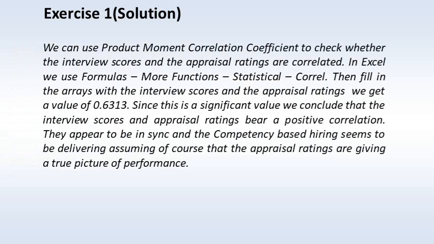We can use the product moment correlation coefficient to check whether the interview scores and the appraisal ratings are correlated. In Excel, we can do this very easily. There's a CORREL function which needs to be used. Once we get into formulas and more functions, and statistical formulas, and finally on to CORREL, then fill in the arrays with the interview scores and the appraisal ratings, and we get a value of 0.6313. Now this is the value of the product moment correlation coefficient.